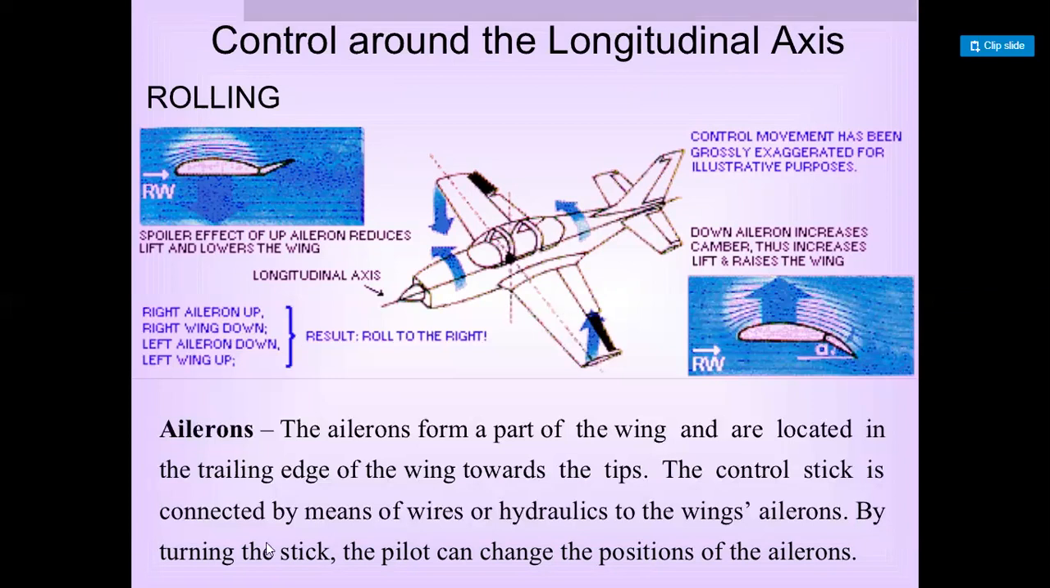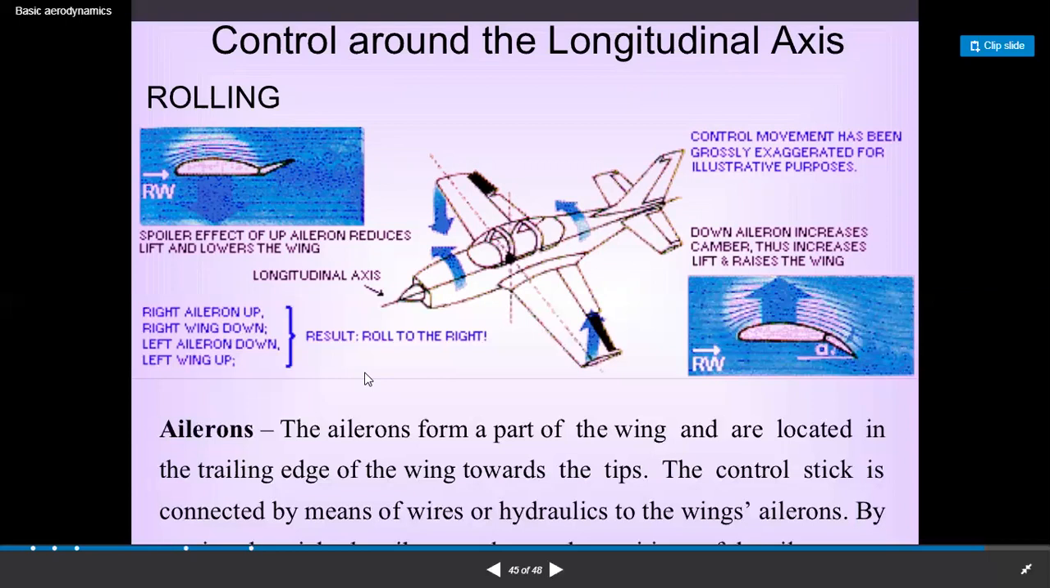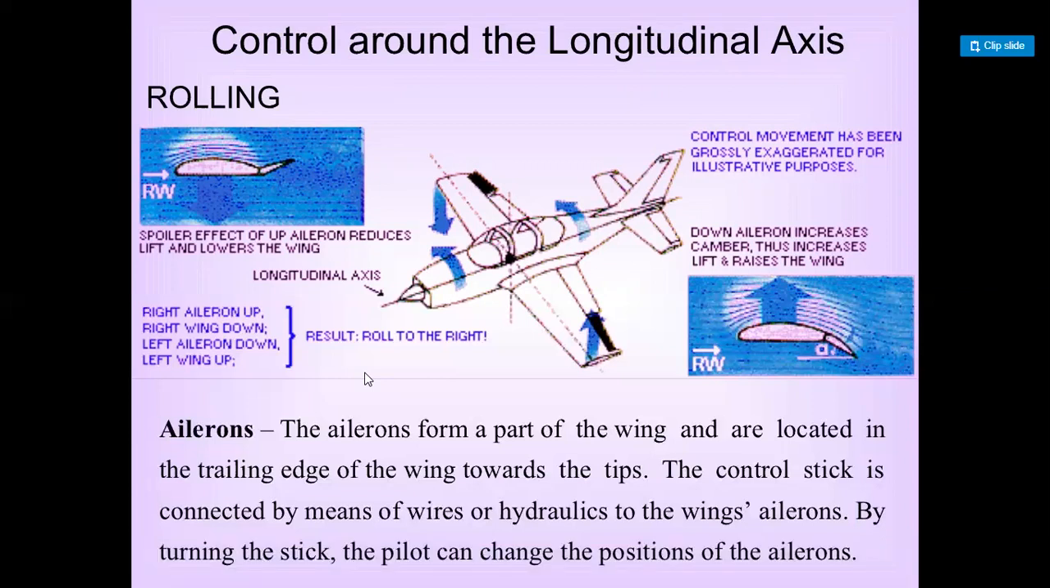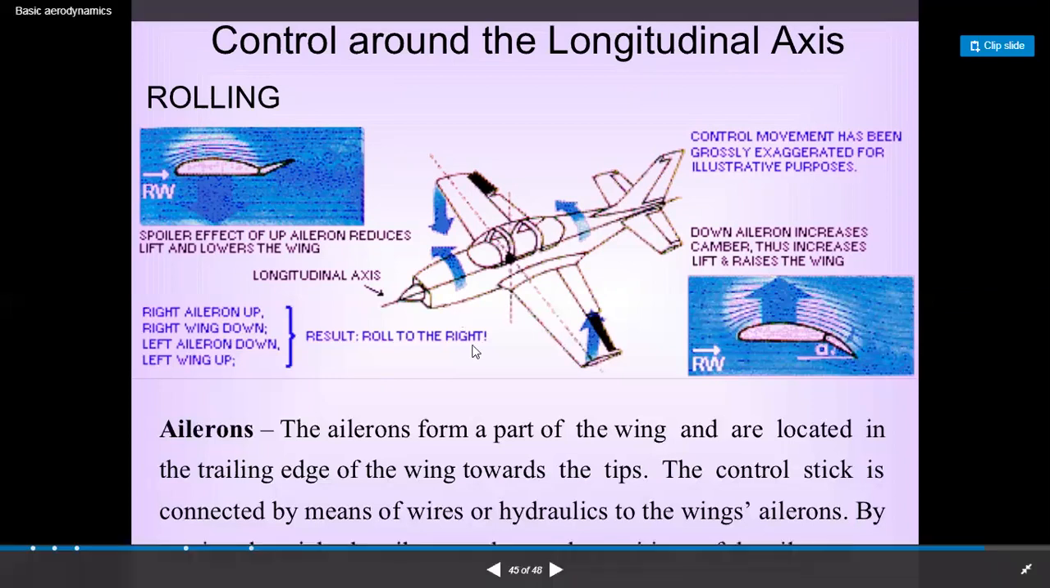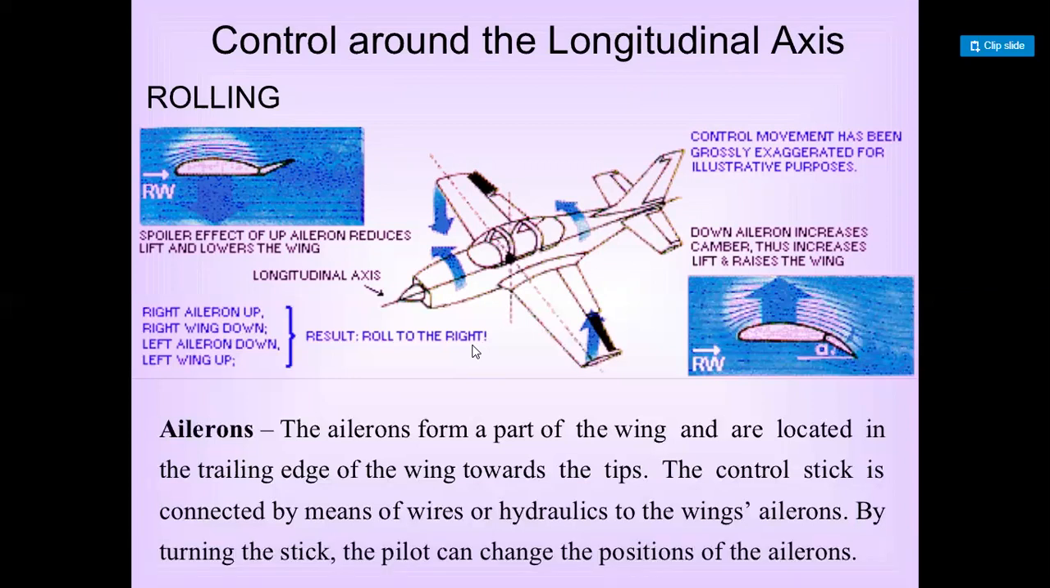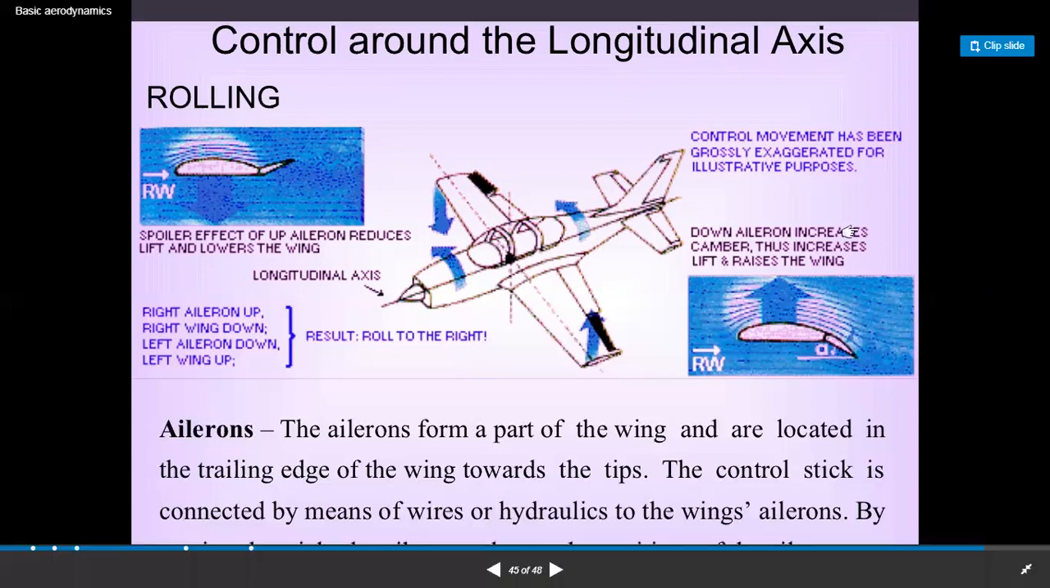Ailerons are controlled by the stick. The pilot will control the ailerons by stick, and the rudders will be controlled by a pedal. In the legs we have a pedal, by which the rudders are controlled. Our elevator and ailerons will be controlled by stick movement. Understood. A downward aileron increases the camber, while the other decreases the lift and lowers the wing. So it delays the flow separation, giving a good lift.